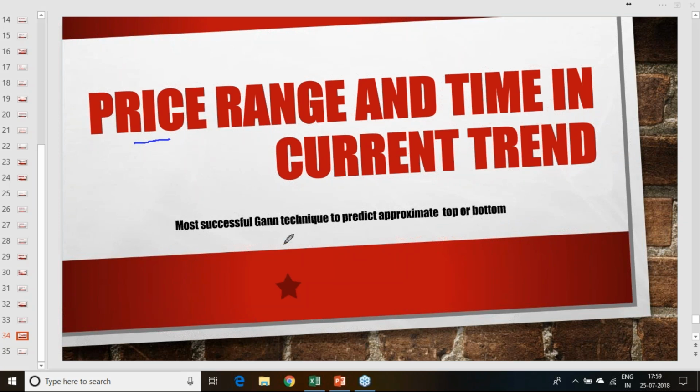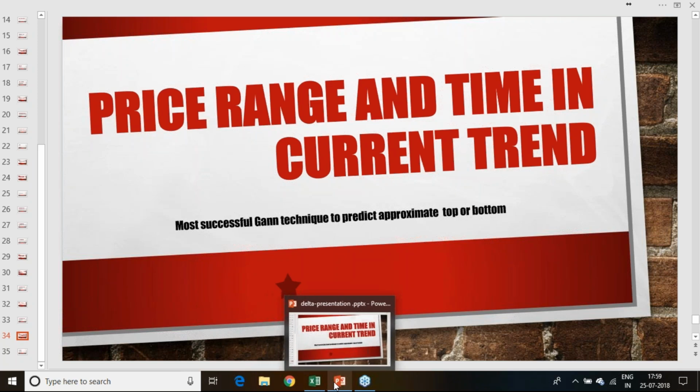This method helps to predict the approximate top and bottom in time: when the next top will be formed, when the next bottom will be formed, which time, which date. You can do all those things using this method. Finding a major top or bottom as per the timing principle is quite difficult. However, Gann's method has that technique and it works close to that range, though it is not 100% accurate. However, 80 to 85% accuracy is there. I will show you one example.